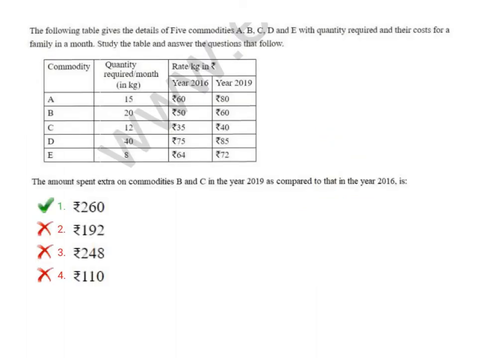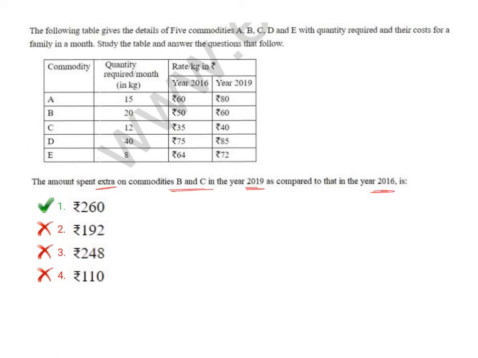Now the next one. The following table gives the details of 5 commodities A, B, C, D, E with quantity required and their cost for the family in a month. So quantity required and their cost are also given. Study the table and answer the question. The quantity required for every month is given for A, B, C, D, E, and they have also given the values and the month. The amount spent extra on commodities B and C in the year 2009 as compared to 2006.